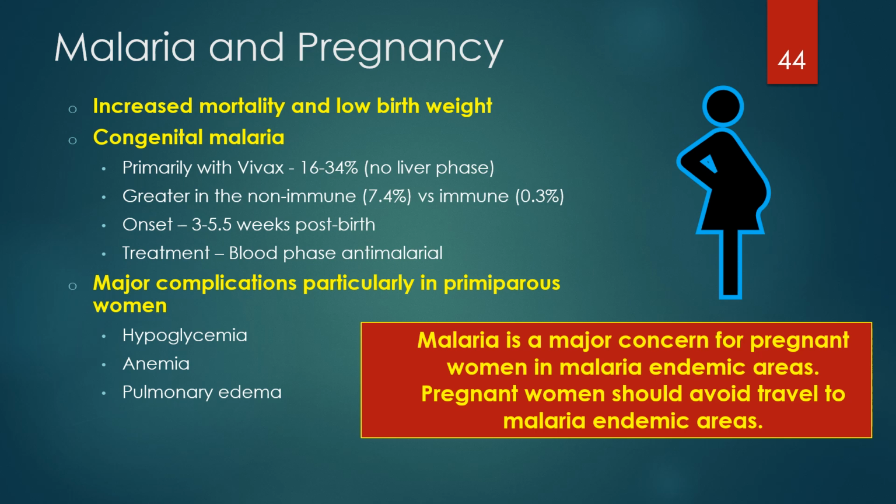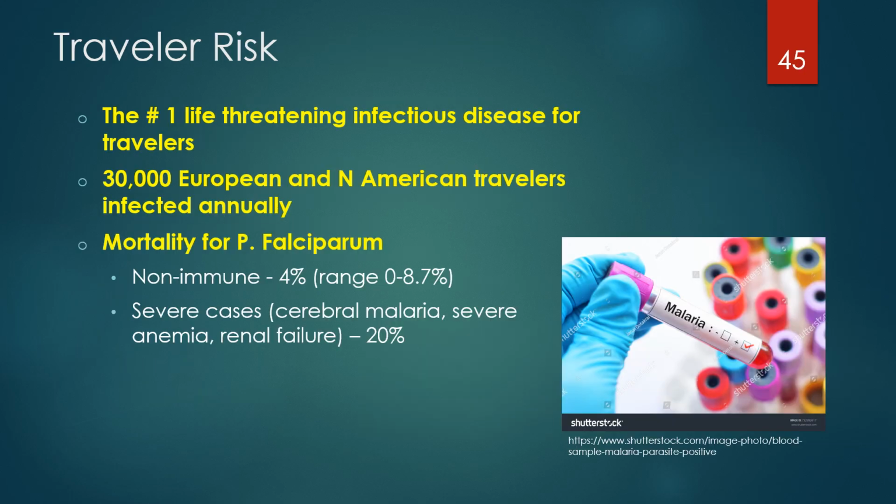Major complications of malaria are more common in women during their first pregnancy, primipara pregnant women. Major malaria complications in pregnancy include hypoglycemia, anemia, and pulmonary edema or adult respiratory distress syndrome. Malaria is a major concern for pregnant women in malaria endemic areas. Pregnant women should avoid travel to malaria endemic areas.